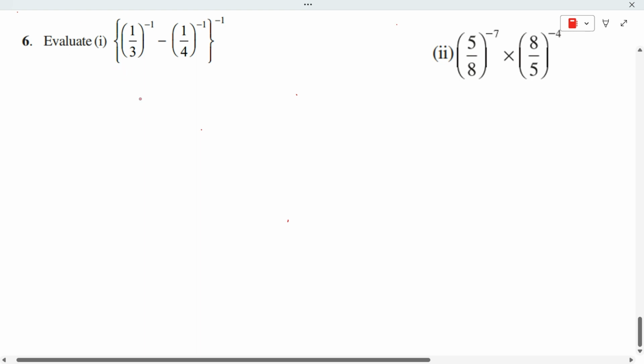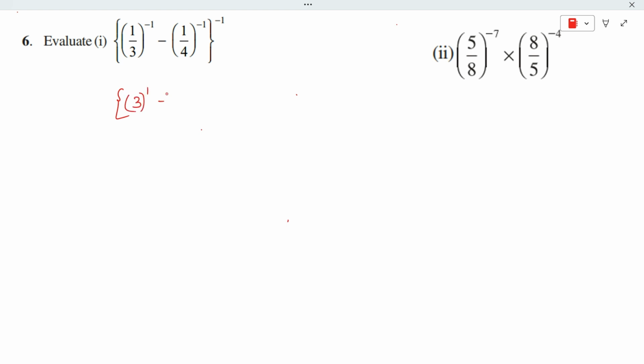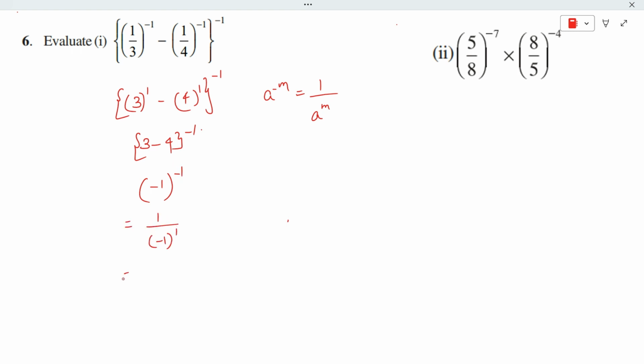Question number 6, subdivision 1. So this is also evaluate. So what I can do first, I have to evaluate the bracket. So inside the bracket, 1 by 3 to the power minus 1 is going to be 3 power positive 1, isn't it? And here it is 4 power positive 1. Outside the bracket, we have to keep the power as it is. So what laws of exponent I'm using? A power minus m is equal to 1 by a power m. So 3 power 1 is 3, 4 power 1 is 4. So 3 minus 4 to the power minus 1, isn't it? So you will get minus 1 to the power minus 1, which is 1 by minus 1 to the power positive 1. So which is nothing but minus 1 as the answer.